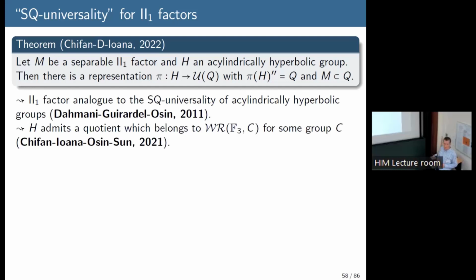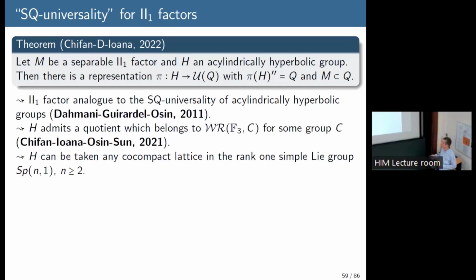The proof goes along the same lines as the previous proof that I sketched. The only thing is that here we have to use that any acylindrically hyperbolic group will admit a quotient which belongs to the class of wreath-like product groups starting with F_3. And again, it will be the same machinery.